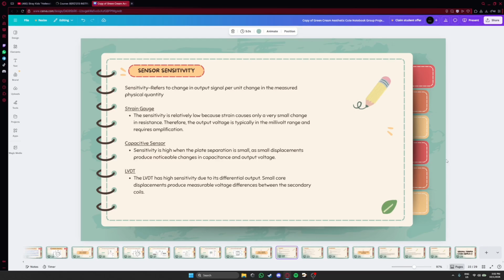Next, for the capacitive sensor, the sensitivity is high when the plate separation is small, as small displacements produce noticeable change in capacitance and output voltage. For the LVDT, the inductive sensor, the LVDT has high sensitivity due to its differential output. Small core displacement produces a measurable voltage difference between the secondary coils. That's for the sensitivity part.